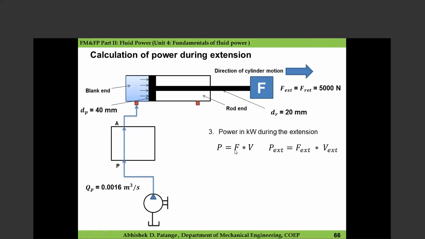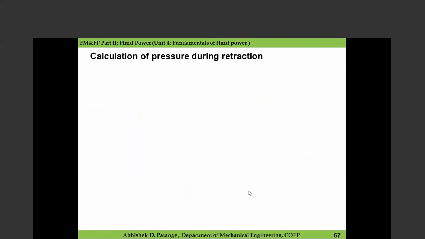So we know we have force of extension equal to 5000 Newton, and just now we have calculated the velocity of extension. So we will put these values over here. We get power of extension is equal to 5000 into 1.27, which is equal to 6.36 kilowatt. So this is how power during the extension can be calculated. Now let us move to the retraction.